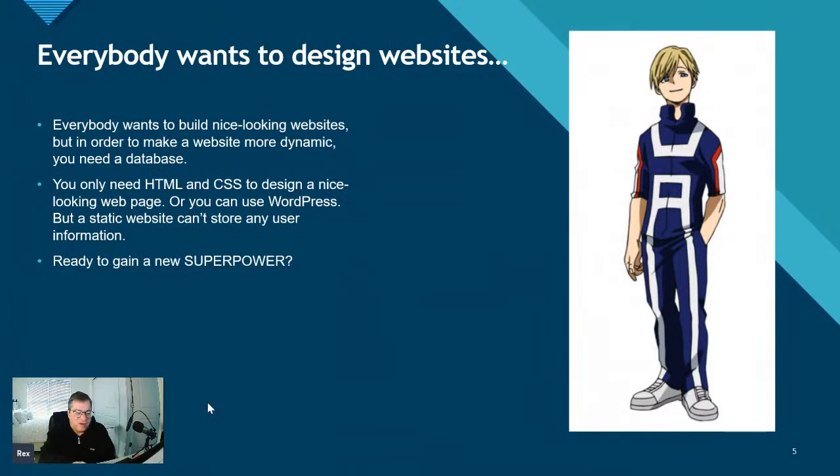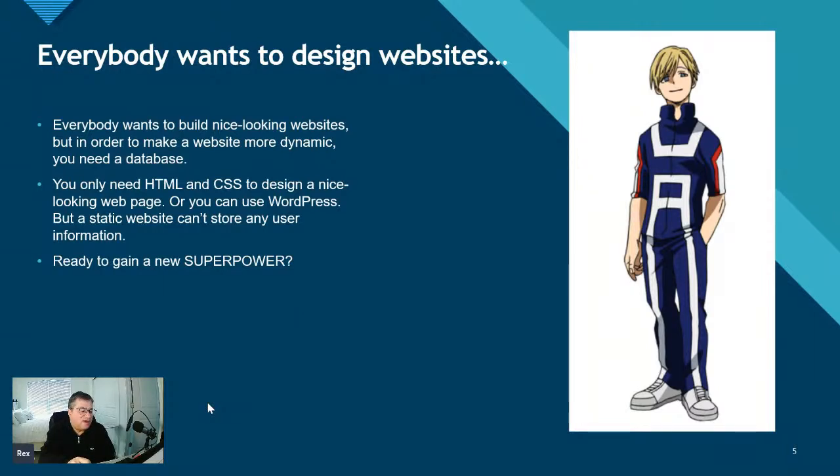Everybody wants to design websites. Now, everybody wants to build nice looking websites, but in order to make a website more dynamic, you need a database. Now, you can make a simple web page or website using two pieces. If you just have HTML, the hypertext markup language, and CSS, cascading style sheets, then you can make a nice looking web page. You can also make a static web page using software, using a free tool like WordPress.